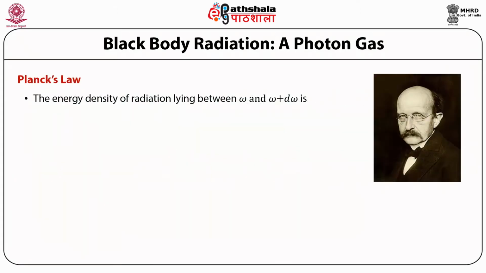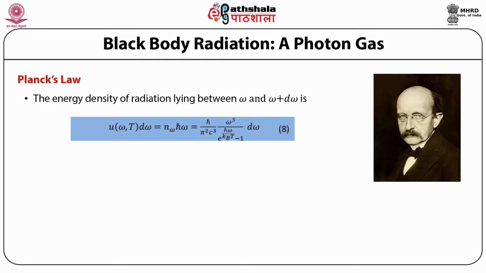The energy density of radiation lying between omega and omega plus d omega, u(omega, T) d omega, is equal to n(omega) h bar omega, which is equal to h bar upon pi square c cube, omega cube upon e raised to power h bar omega by kBT minus 1, into d omega. This is exactly Planck's formula.